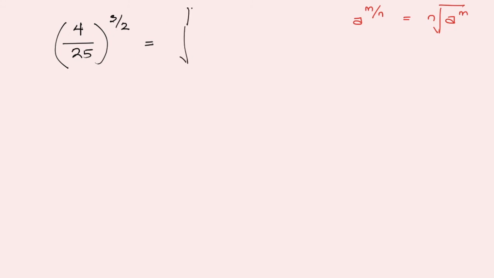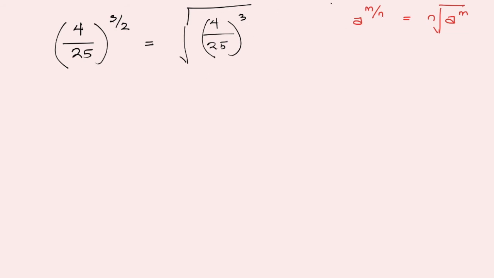The next question is 4 over 25 all raised to power 3 over 2. Simplify. So we'll be using the rule that says that a raised to power m over n is equal to the nth root of a raised to the power m. So in this case, this is going to be equal to the square root of 4 over 25 cubed.